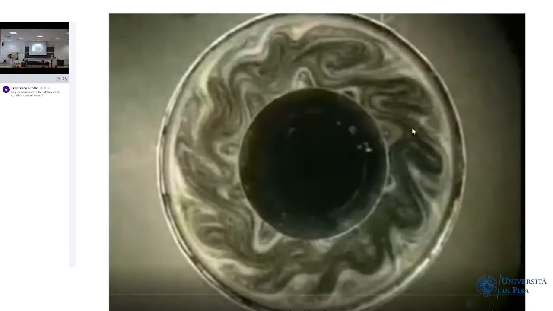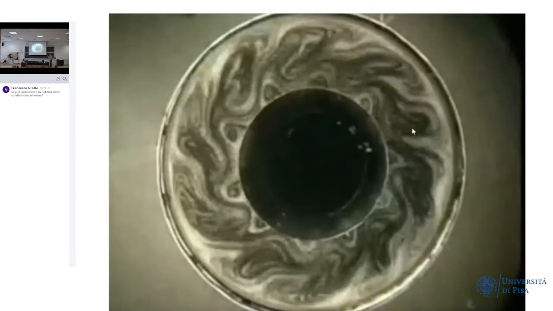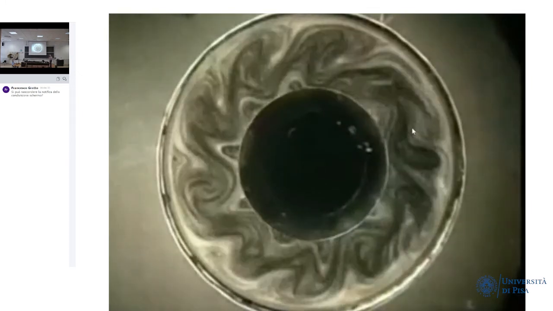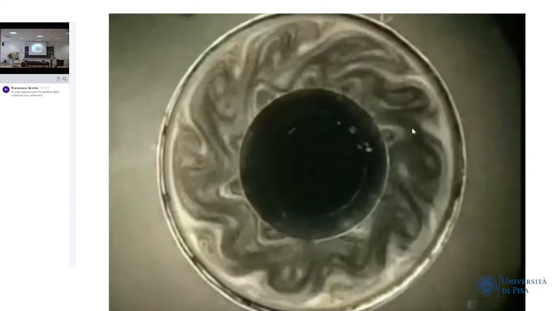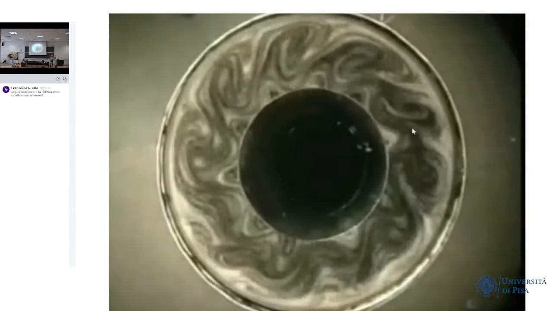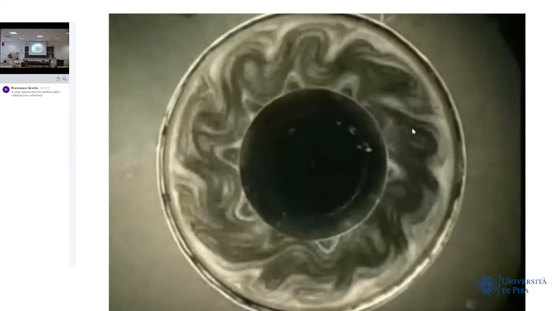Okay, so this is now turbulent motion, and you see still a wave sitting there underlying what's going on. Okay, this is quasi-geostrophic turbulence, or at least a relatively smooth version.